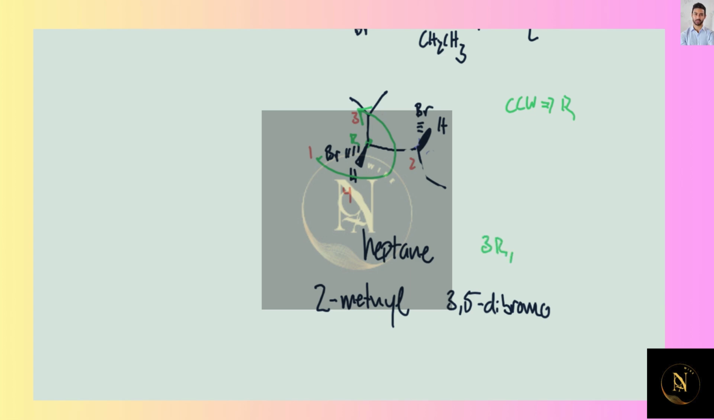And what's going on at carbon 5? Let's assign priority. Again, hydrogen is the lowest, bromine is the highest. A carbon that's attached to bromine is going to be higher than a carbon that is not, meaning this will be the second highest priority and this will be the third. Connect 1 to 2 to 3, and we have got counterclockwise again. And we'll note again the lowest priority substituent is not in the back. Therefore, counterclockwise corresponds to R. And so we get 3R, 5R.